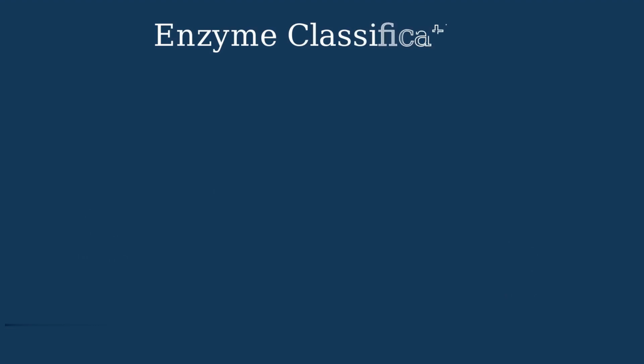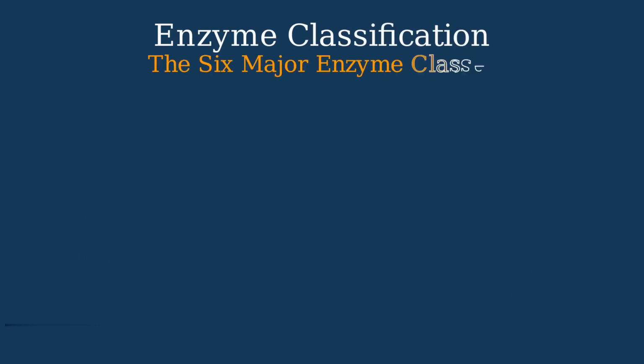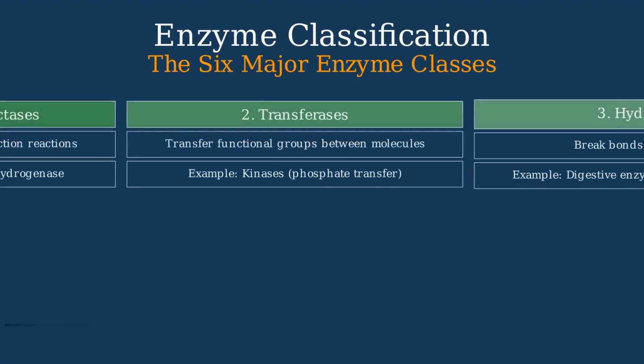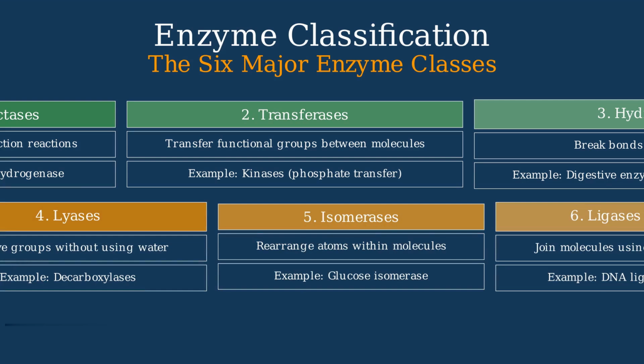Enzymes are classified into 6 major groups based on the reactions they catalyze. The first 3 classes are oxidoreductases, which handle electron transfers, transferases, which move functional groups between molecules, and hydrolases, which break bonds using water. The remaining 3 classes are lyases, which remove groups without using water, isomerases, which rearrange molecules, and ligases, which join molecules using ATP energy.